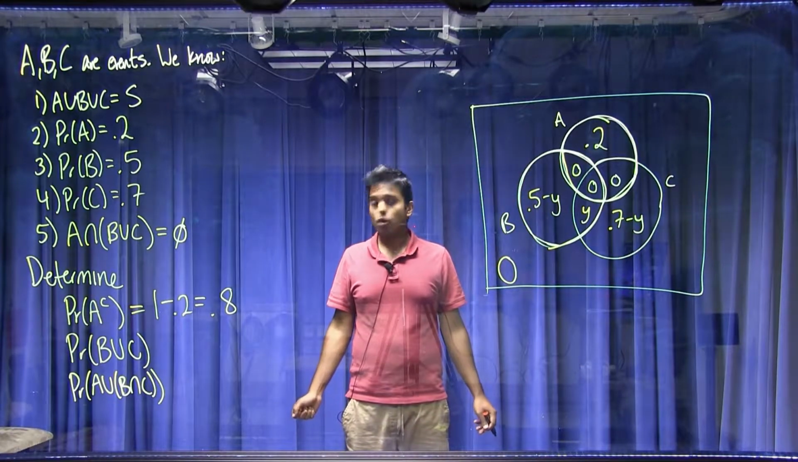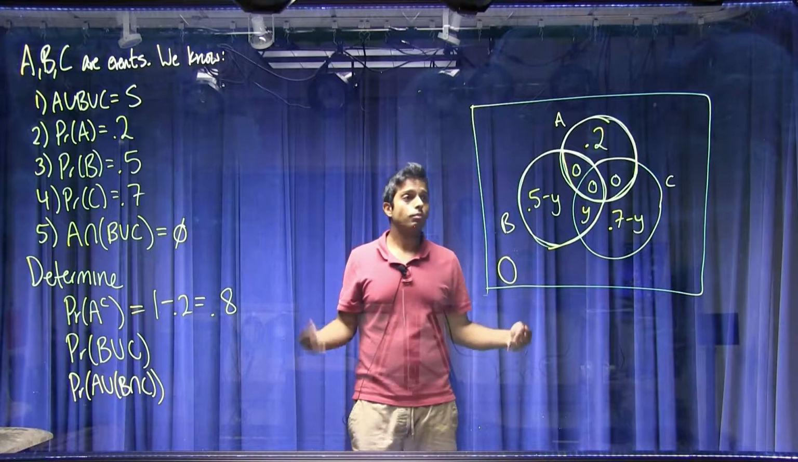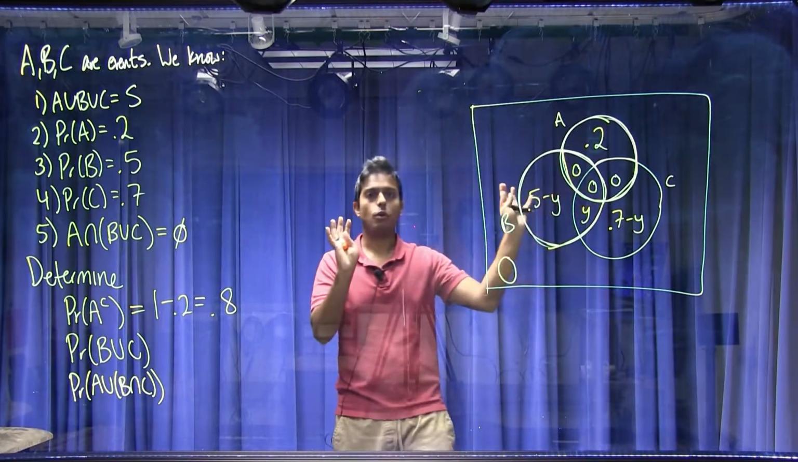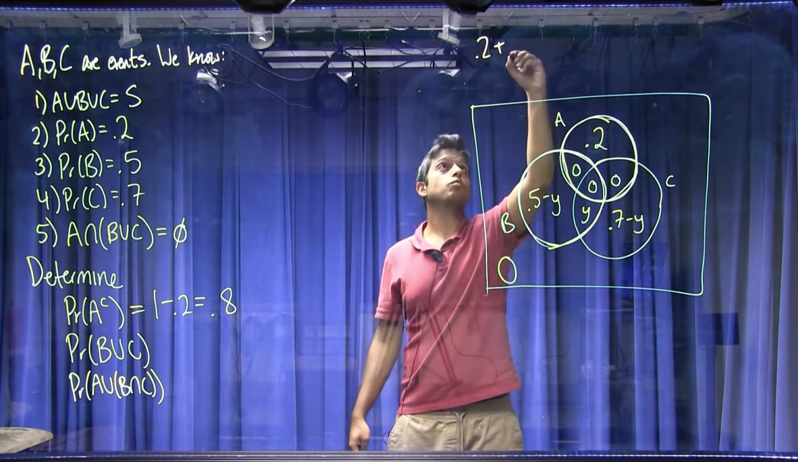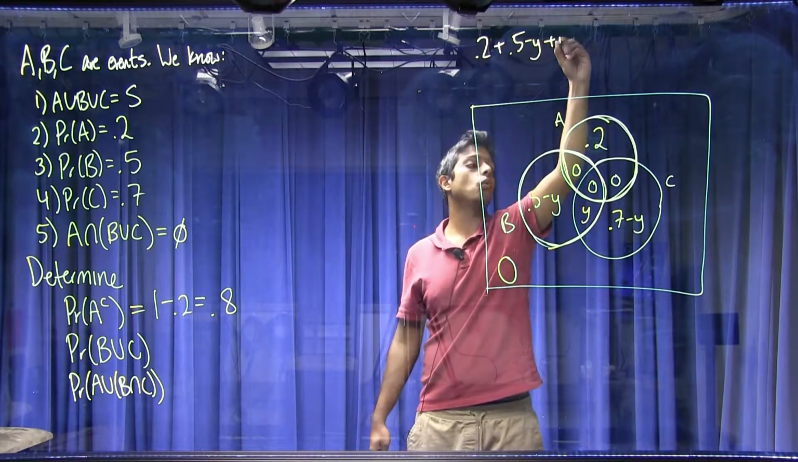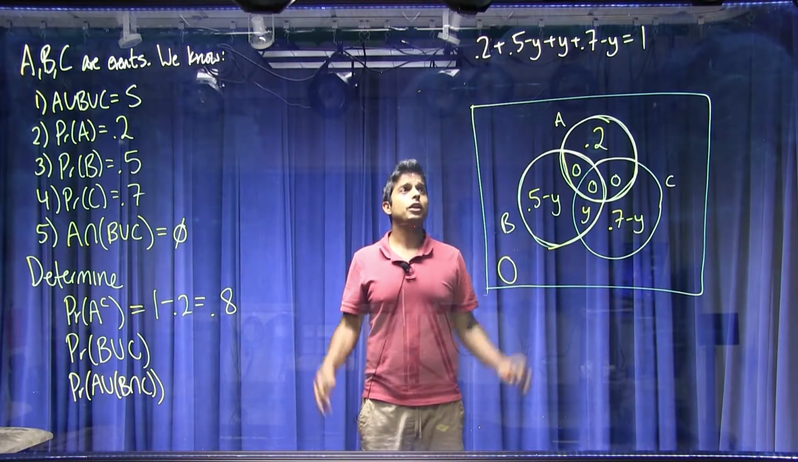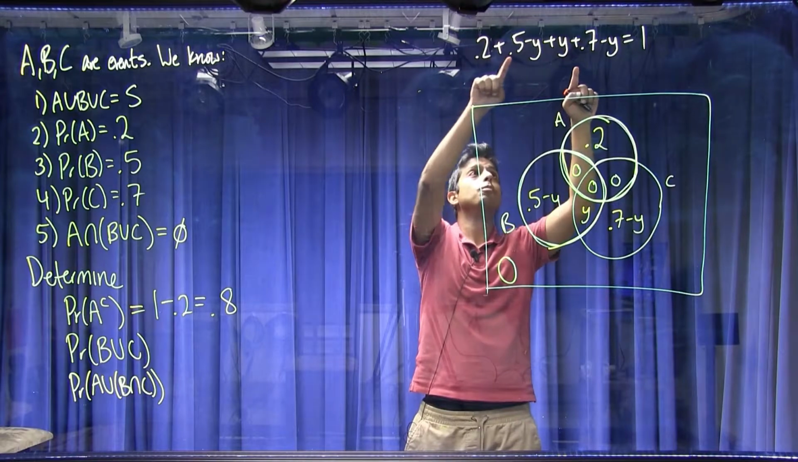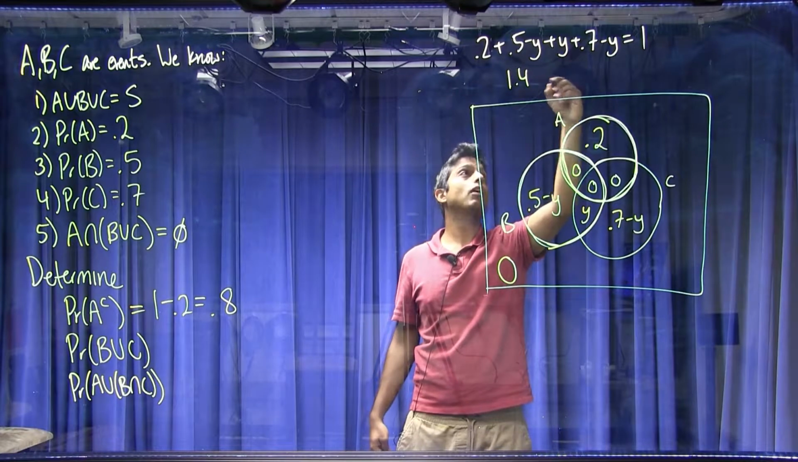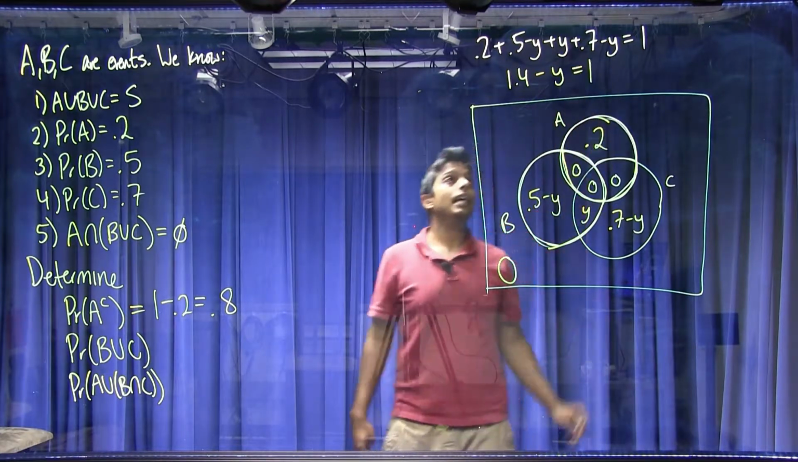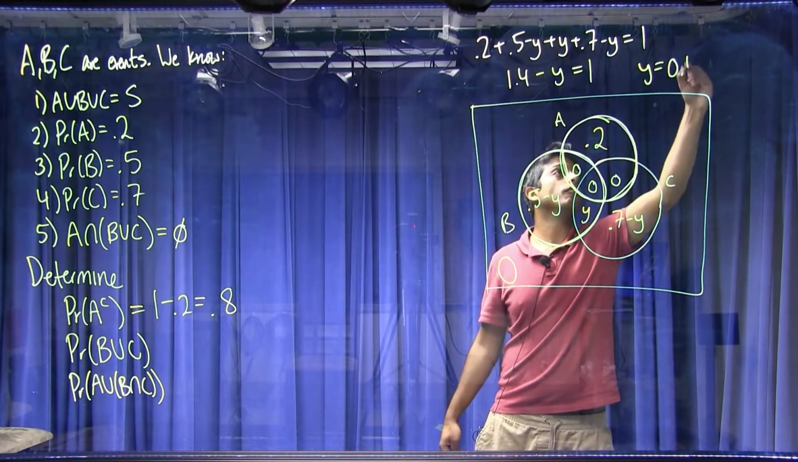Okay, and then remember that if we add up all these probabilities, we better get 1. So 4 of them are 0, so those won't contribute anything. If I add up the other 4, I better get 1. So 0.2 plus 0.5 minus Y plus Y plus 0.7 minus Y has to equal 1. And then we can just combine our like terms. So 0.2 plus 0.5 plus 0.7 is 1.4. Minus Y plus Y, those cancel each other out. Minus Y is equal to 1. And so if we solve this equation, we get that Y is equal to 0.4.